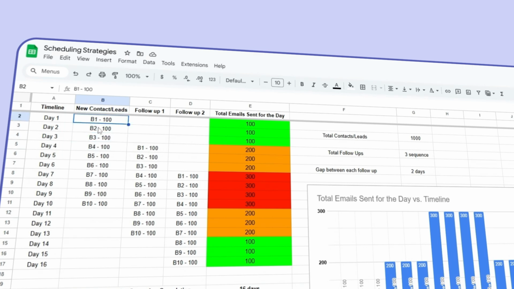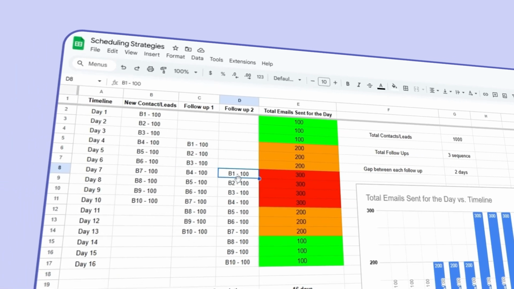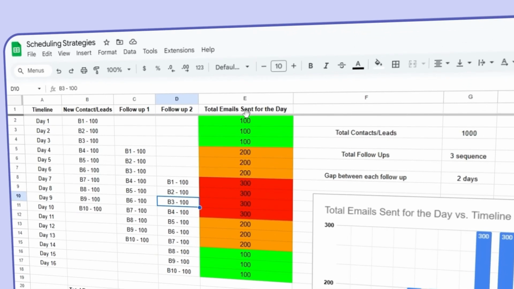For batch 1, we send the email and take a 2-day gap, and then we send the follow-up. Then we again take a 2-day gap, and then we send the second follow-up. So irrespective of the number of follow-ups, we only consider that 100 new leads are sent on a particular day. Therefore, the total number of emails sent on a given day keeps accumulating depending on the number of follow-ups that you have.